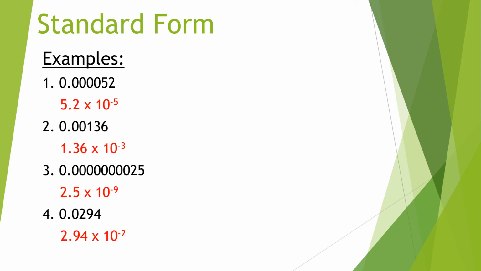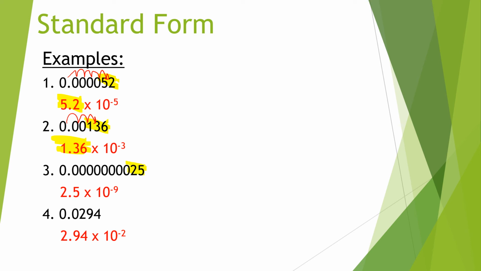So question 1, we're going to use this bit here to give us 5.2 as our number between 1 and 10, and then we're going to count our decimal places, 1, 2, 3, 4, 5, to give us 5.2 times 10 to the minus 5. Here our number between 1 and 10 is 1.36, and if we count our decimal places, we've got 1, 2, 3 places, so it's 1.36 times 10 to the minus 3.